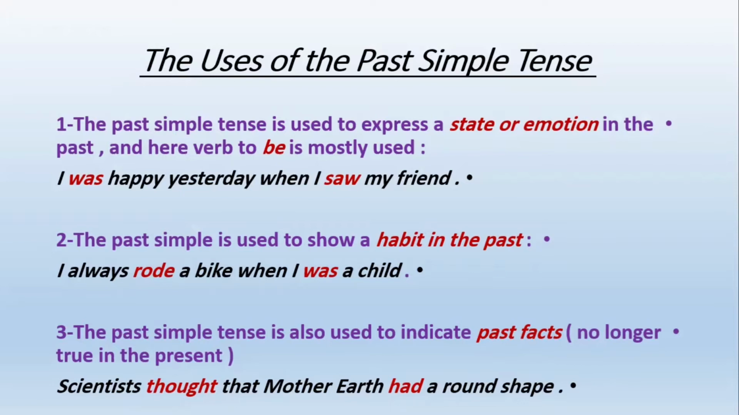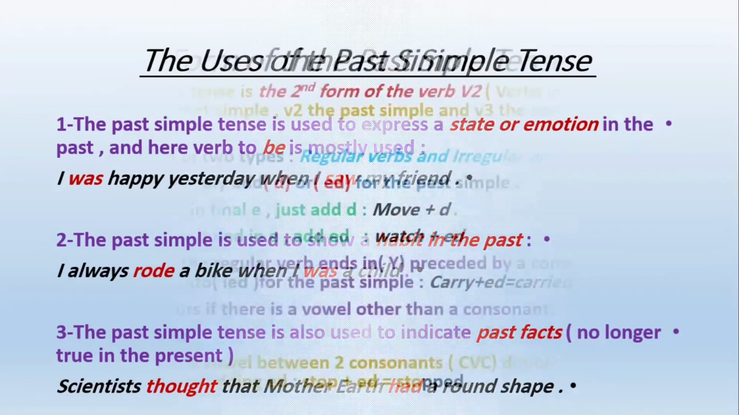So for the uses of the past tense, we have three uses: to explain a state of mind or emotion in the past, and also to express a habit in the past. And here we use adverbs of frequency like always, often, rarely, and whatever. And also the past simple is used to indicate past facts. And past facts means they are not found now, they are not believed now, they are proved to be untrue now.